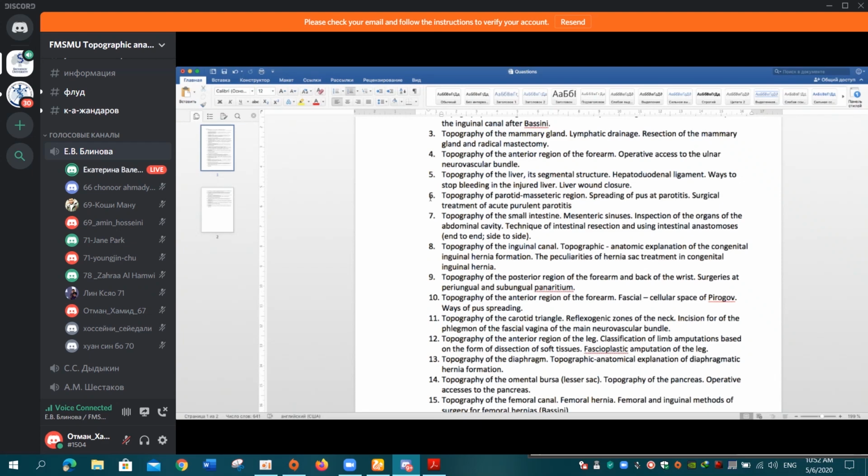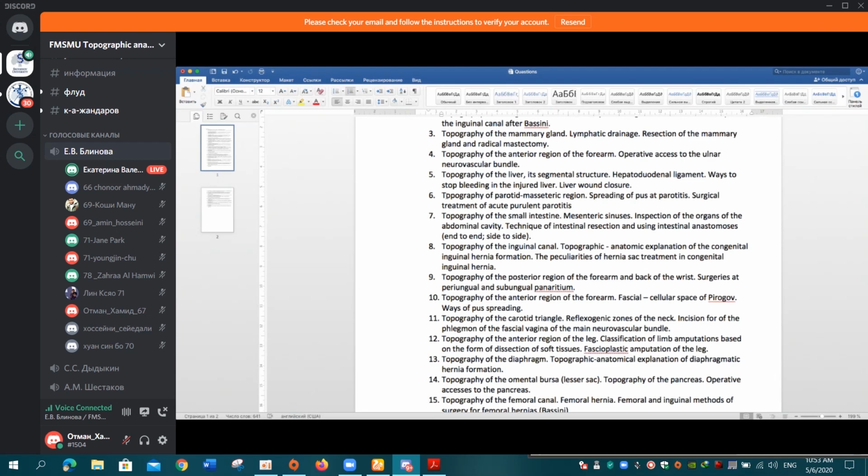Topography of the parotid masseteric region. The borders: superiorly is the zygomatic arch, inferiorly is the inferior margin of the mandible, anteriorly is the anterior margin of the masseter muscle, and posteriorly is the vertical line drawn through the external acoustic meatus.